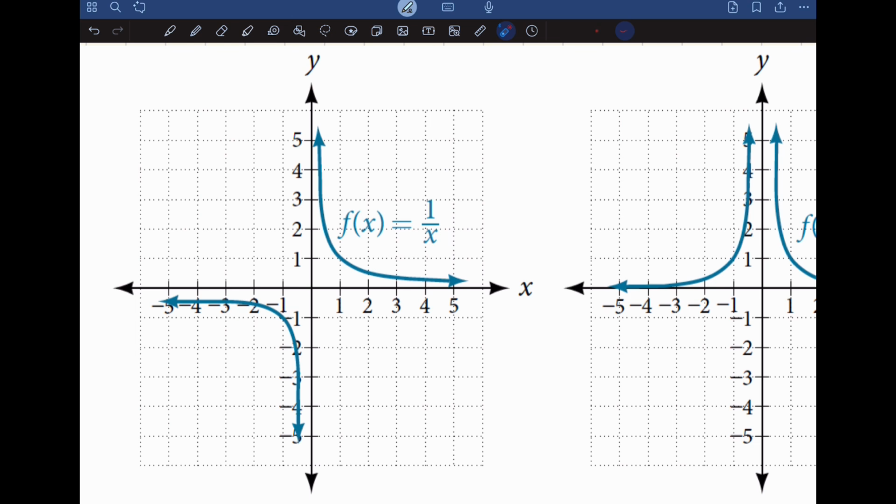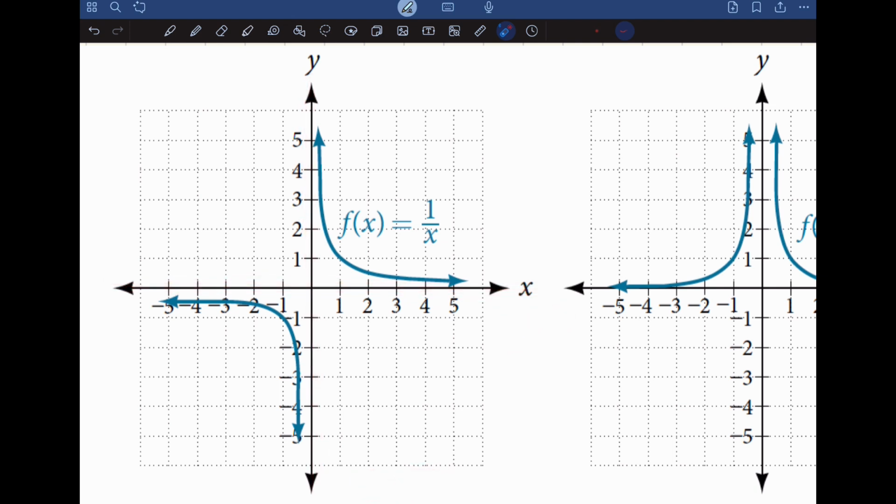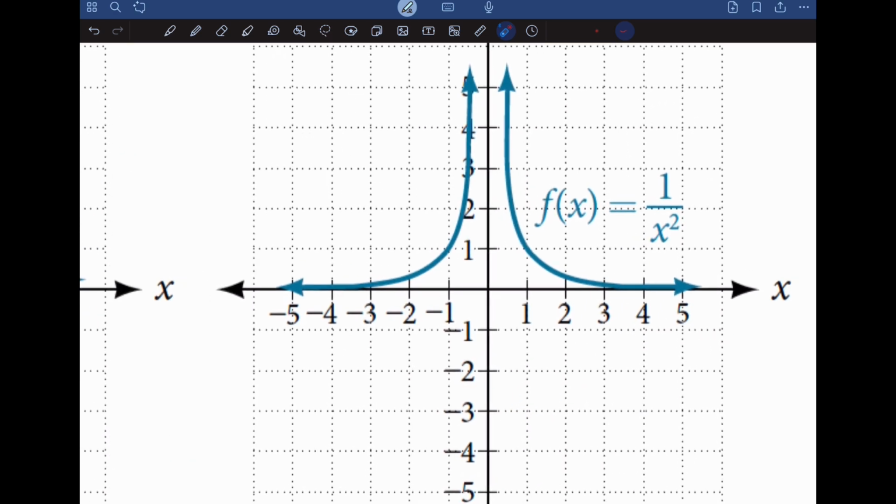So x = 0 is the y-axis, and it is the vertical asymptote. y = 0 is the x-axis, and that is the horizontal asymptote. Okay, similarly, same goes here. This is the squared reciprocal function.